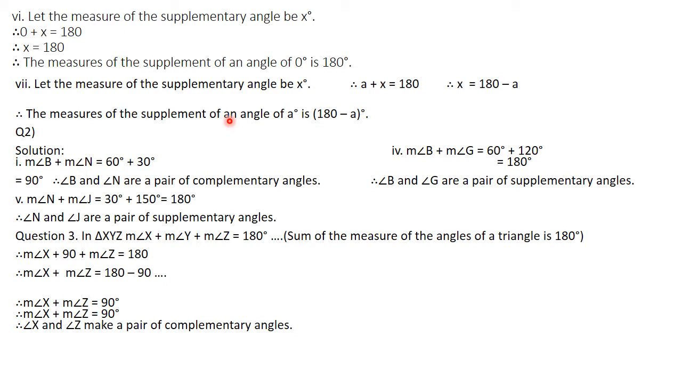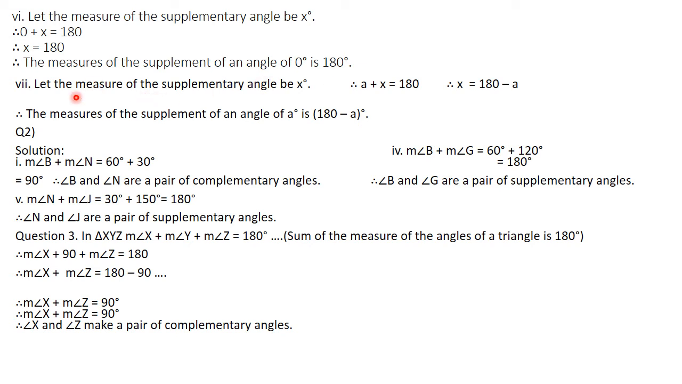Now the third and fourth sums I have not done. Now I have done the sum as the sixth sum. So it is 0 degrees that is given. So we will write, let the measure of the supplementary angle be x. So 0 plus x is equal to 180 degrees. So x is equal to 180. Any number, if it is subtracted with 0, you will get that number. Now 180 minus 0 is 180. So the measure of the supplement of an angle of 0 degrees is 180 degrees.